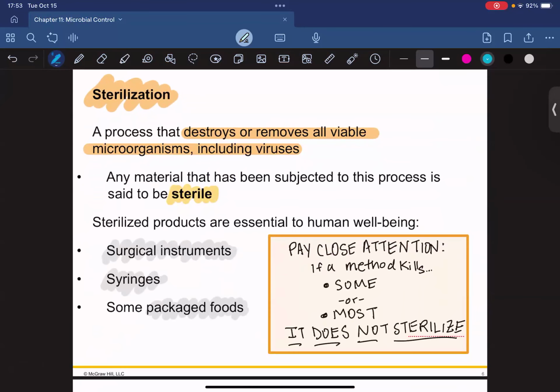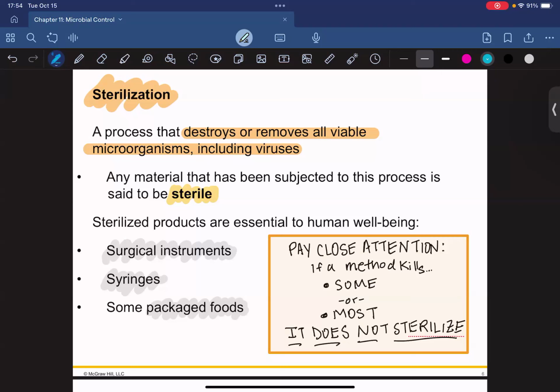Going into a little more detail on these, sterilization, again, kills everything, removes all viable microorganisms, viruses, endospores, all of it. Anything that's been subjected to that treatment is called sterile. And of course, we want to sterilize our surgical instruments, syringes, and packaged foods. You might be thinking, whenever you get a syringe out, if you're working at a vet clinic or a hospital, they're usually packaged. The new ones will be, and the needles will be as well. Typically, those probably were not sterilized in the way that you think. Most people think that everything gets autoclaved, but nope. I'm going to tell you what actually happens, because it's kind of interesting.